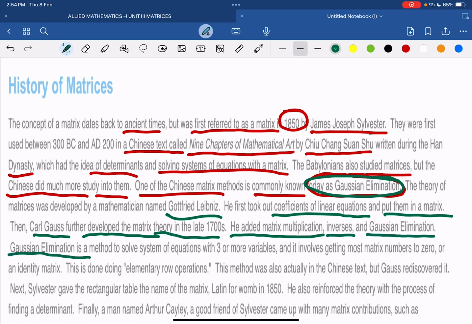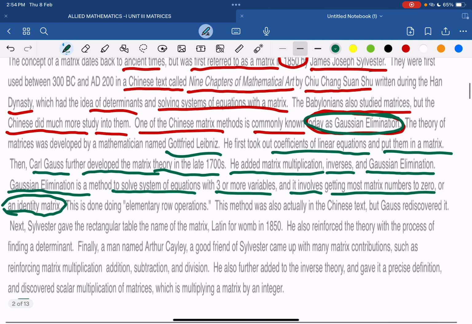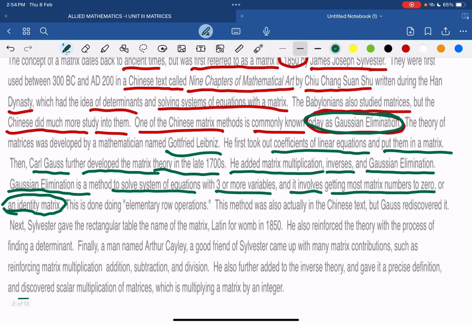So Gaussian elimination is a method to solve a system of equations with 3 or more variables. It involves getting most matrix entries to 0, or converting the given matrix into an identity matrix or 0 matrix. So this method is the Gaussian elimination method. This comes in higher studies. This is done by elementary row operations or column operations.